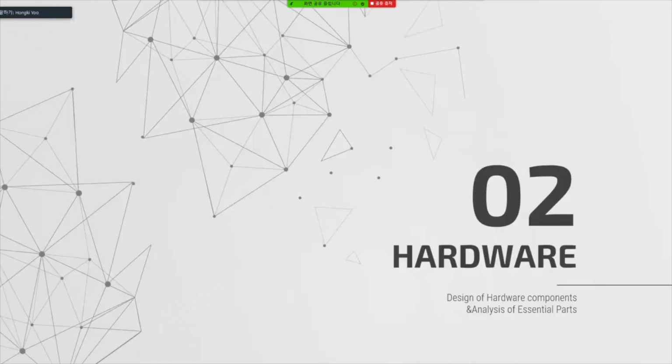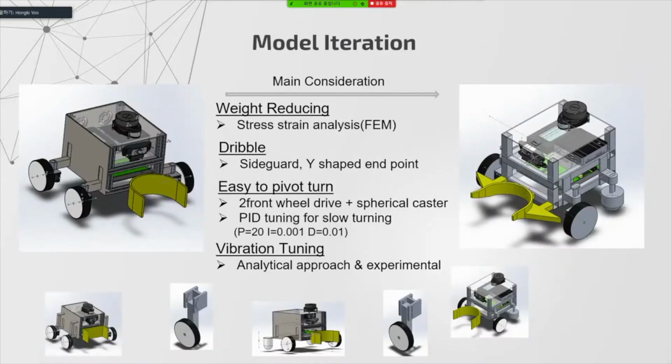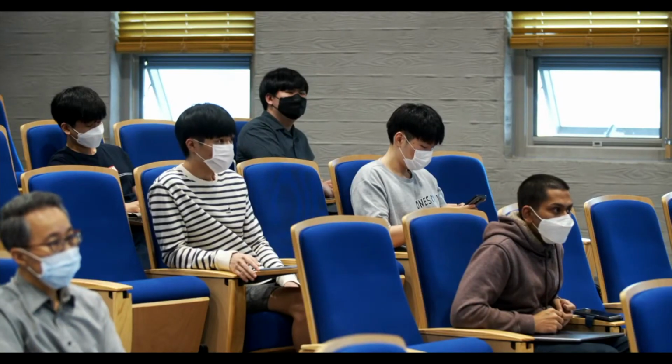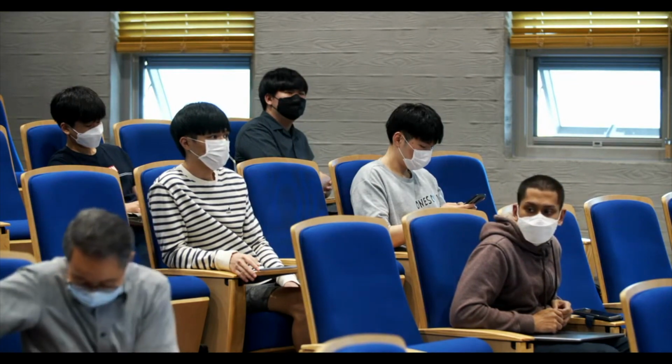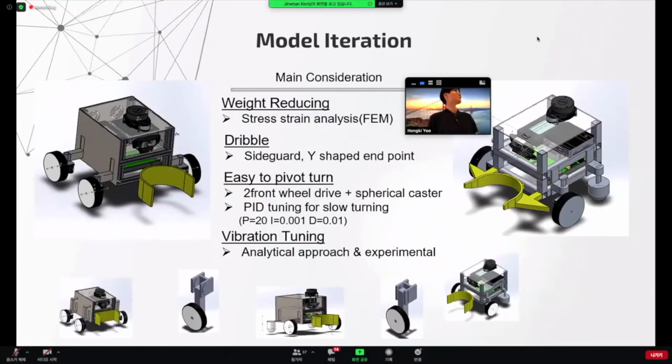Now we are going to talk about hardware. These are pictures of the previous model and the final model. You can see that the overall structure of the robot hasn't changed that much. But in detail, through several iterations from the Gazebo simulation, we evaluated the suitability of each component for the robot. Weight reduction, dribble control, easy pivot turning, and vibration tuning are our main considerations of hardware design.